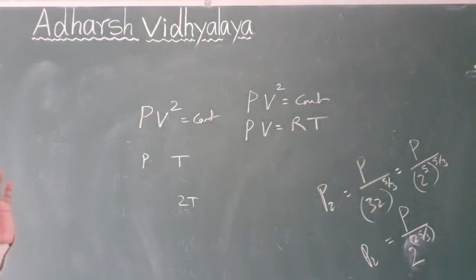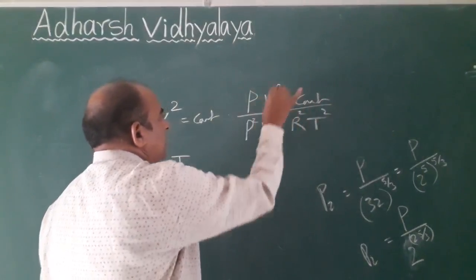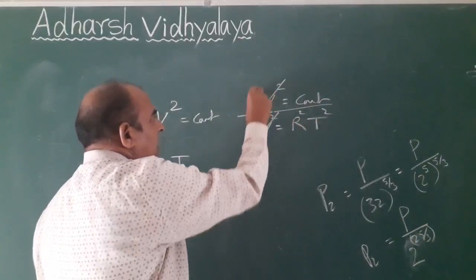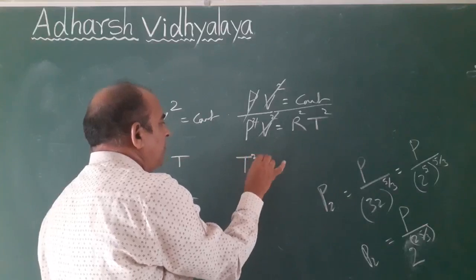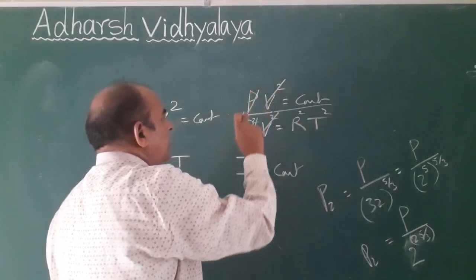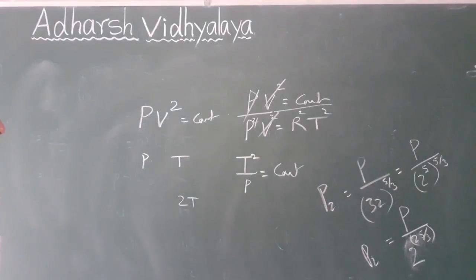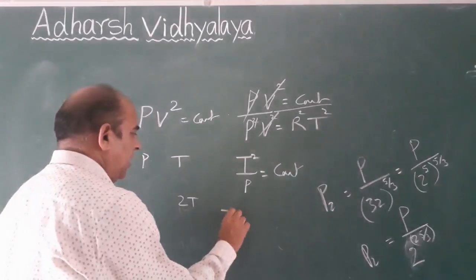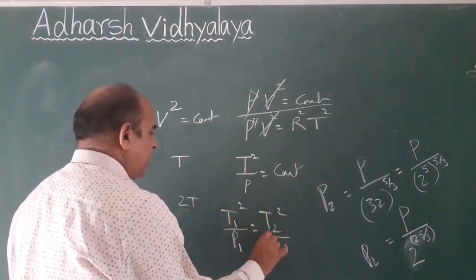But we don't want volume. So square this one and divide with this. So V squared cancels, one P cancels. Therefore we get P squared by T constant. P squared coming in the numerator by T, constant by R is constant. Then P1 squared by T1 is equal to P2 squared by T2.